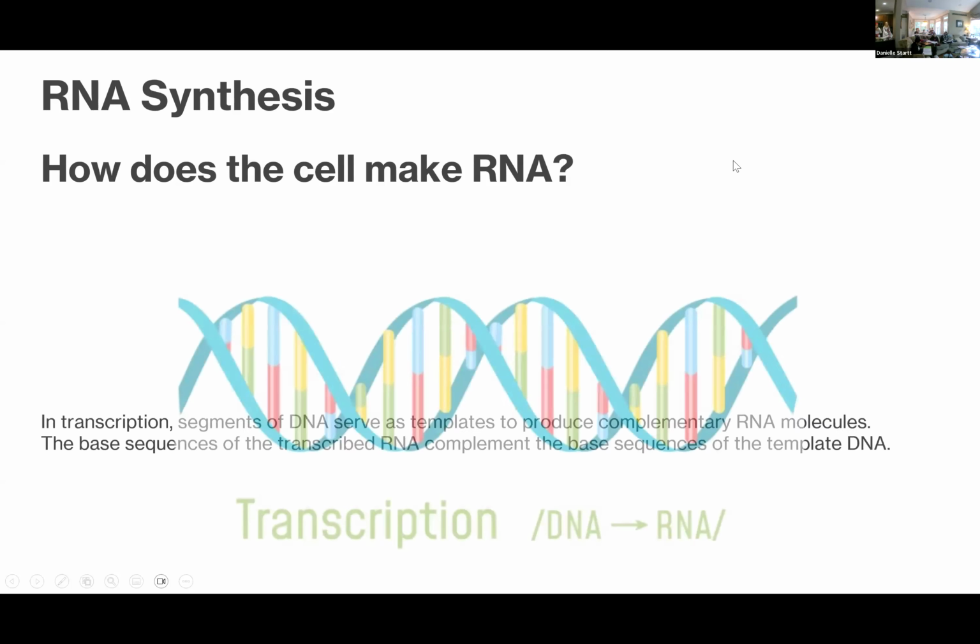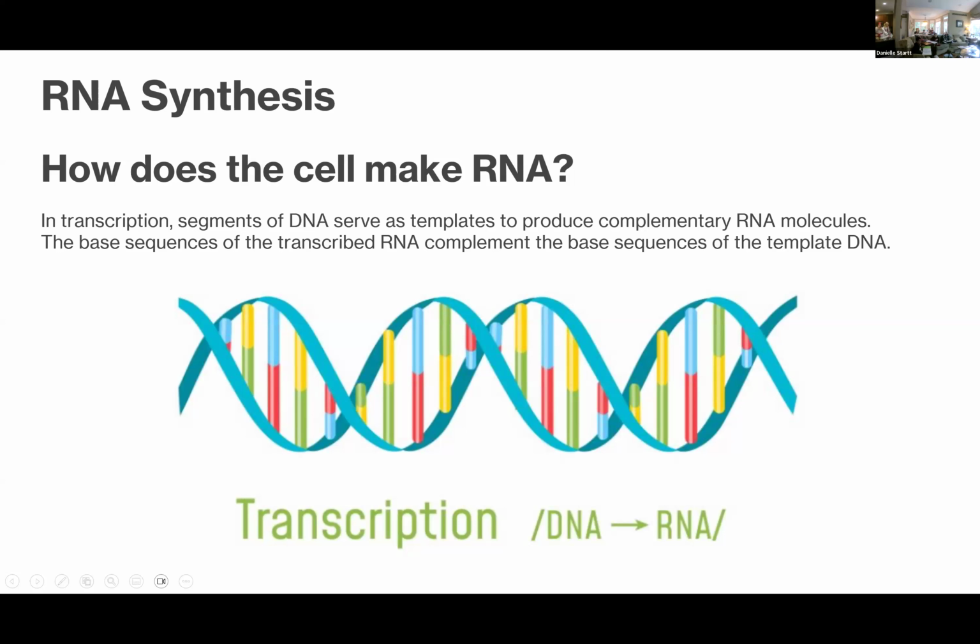All right, so how does the cell make RNA? In transcription, segments of DNA serve as templates to produce complementary RNA molecules. The base sequences of transcribed RNA complement the base sequences of template DNA. It's not compliment, like, oh, you look great today, I'm giving you a compliment. It's a complement, meaning it is the pair, right? It is the opposite side. It is the piece that matches with it.